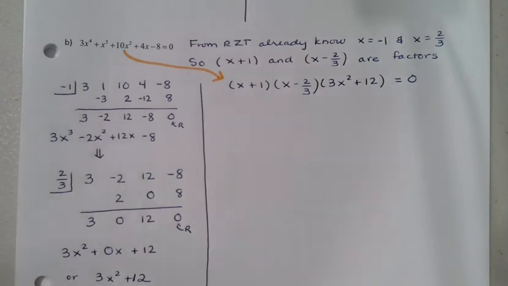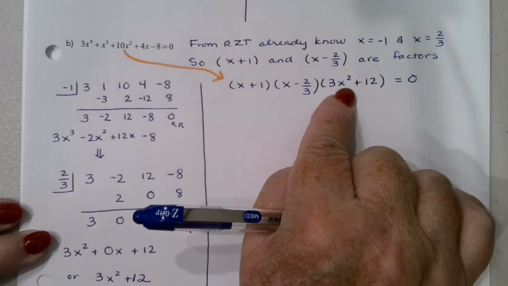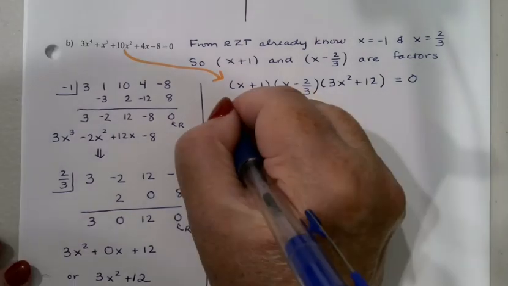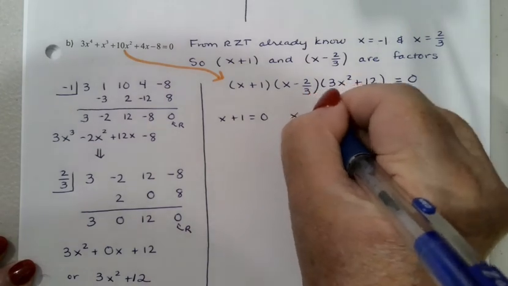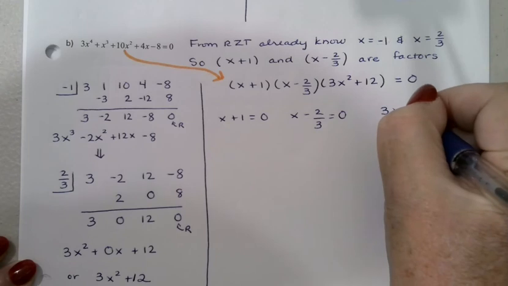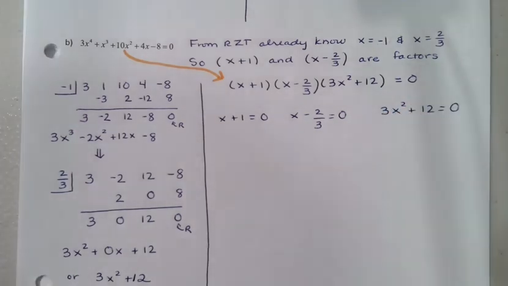Now, technically speaking, if I really wanted to, I could factor a 3 out of here and distribute it there to get rid of the fraction, but it doesn't really matter. I'm going to get the same solutions even if I don't, so there's no real purpose in going through that whole extra step. I'm just going to work from here. So I have x plus 1 equals 0. I have x minus 2/3 equals 0. And I have 3x squared plus 12 equals 0.